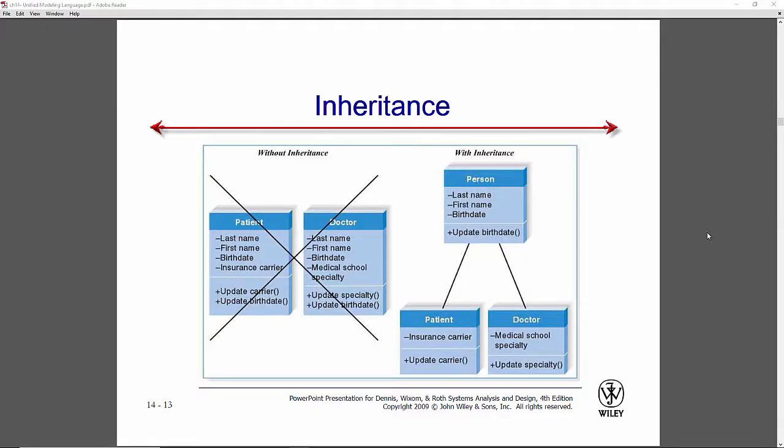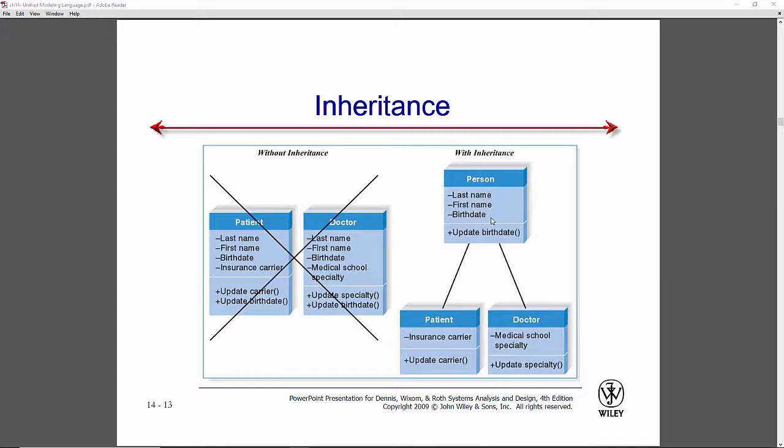So what does inheritance do for us? That is, how does inheritance benefit the process of modeling requirements? Well, if you don't have inheritance, what you would have to do every time you created a new object, you would have to recreate all of this redundant information, last name, first name, birth date, and it would be inefficient.